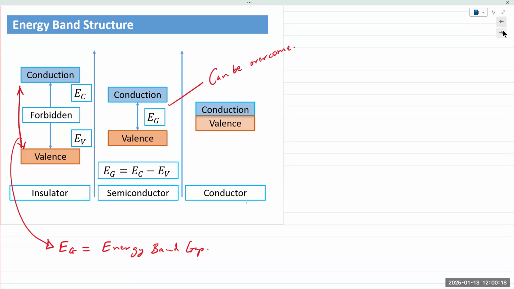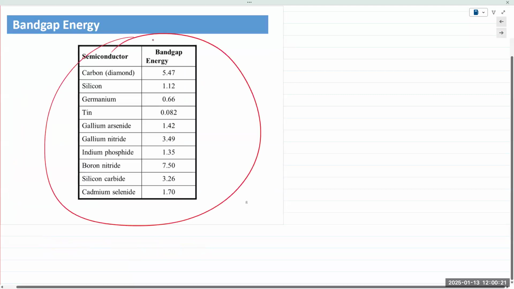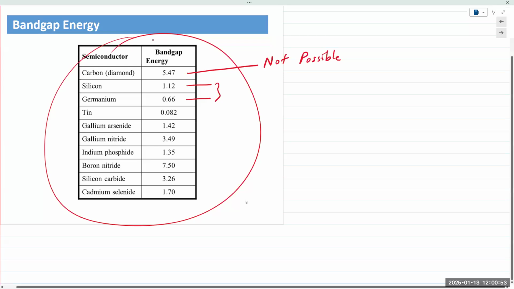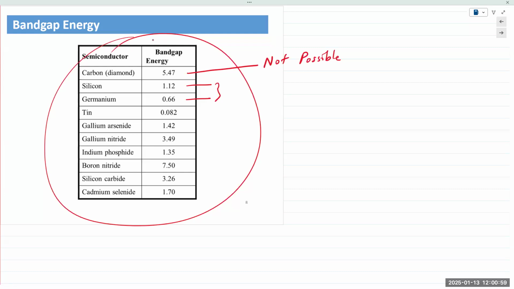I'm almost out of time. We'll just go into this table right here. And this is the reason why carbon cannot be used as a semiconductor. The band gap energy for silicon and germanium is right here, so it can be overcome. For carbon, this is not possible by all known laws of physics. That energy band gap cannot be overcome. Carbon's energy band gap is almost 5.5 electron volts. So we cannot in any shape, form, or manner impart enough energy to carbon atoms that the electrons will break free of their bonds. That's why we cannot use it as a semiconductor material.